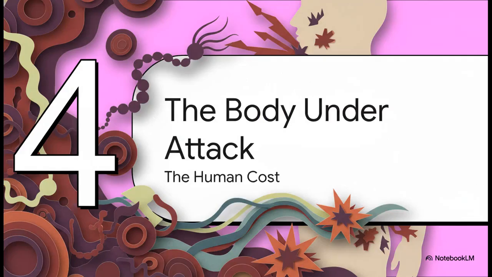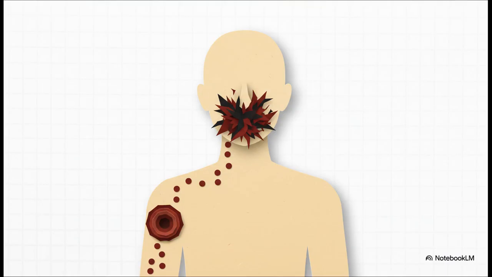So what happens when this whole cycle plays out inside a person? Well, that brings us to our next section, the body under attack, the human cost of infection. The classic sign is that skin lesion we mentioned, a sore that develops a raised border and a crater in the middle, kind of like a tiny volcano.